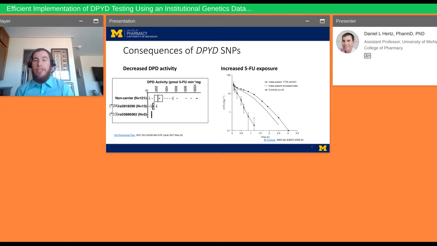On the right-hand side, you'll see a comparison of the systemic 5-fluorouracil exposure in a single index patient who's a *2A carrier. That's indicated by the diamonds, and that is in comparison to 6 control patients who are shown in the triangles. You can see the one patient with the diamonds has much higher 5-FU concentrations and much more prolonged concentrations relative to the control patients, showing that carriers of this *2A polymorphism or other low-activity polymorphisms have increased systemic exposure to 5-fluorouracil.